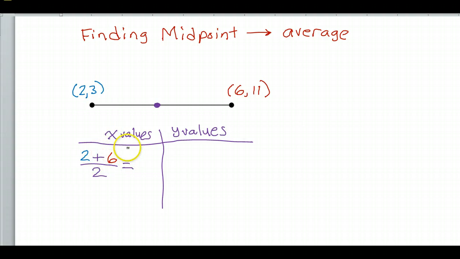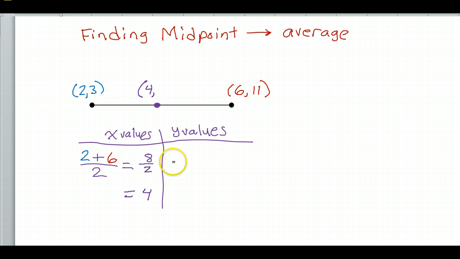So if we do the average of the x values, then we are talking about 2 and 6 as the x values. So if we add them up and divide by 2, obviously 2 plus 6 is 8. So that's going to be 8 over 2, which is 4. So far, that gives us the x value of the midpoint is 4.